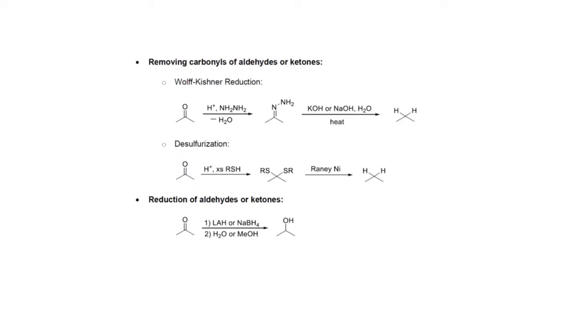Now we learned two different ways to remove carbonyls from aldehydes or ketones. We can either use the Wolff-Kishner reduction, which involves taking an aldehyde or ketone and turning it into an imine using hydrazine, and then using KOH or NaOH as well as water, and that will get rid of the imine and replace it with H's. Or you can use desulfurization. In this case, you would take your aldehyde or ketone and turn it into a thioacetal, then treat it with Raney nickel. So either of these reactions is a great way to get rid of a carbonyl.